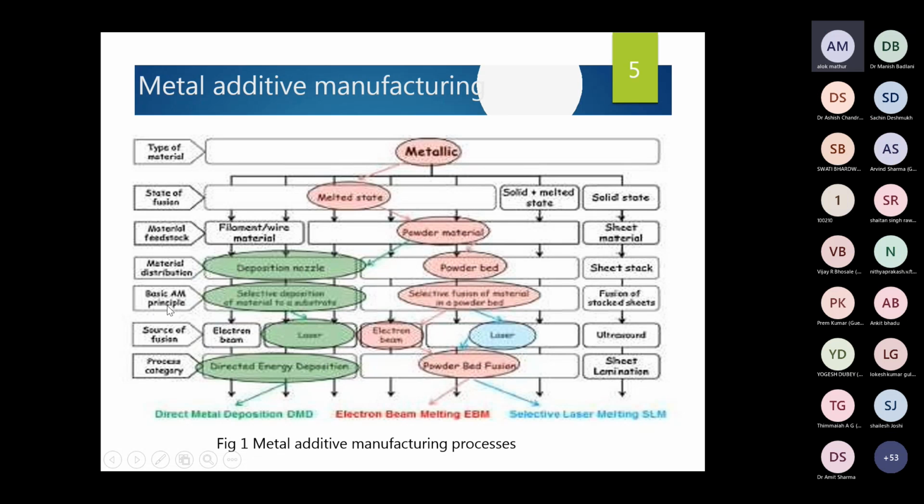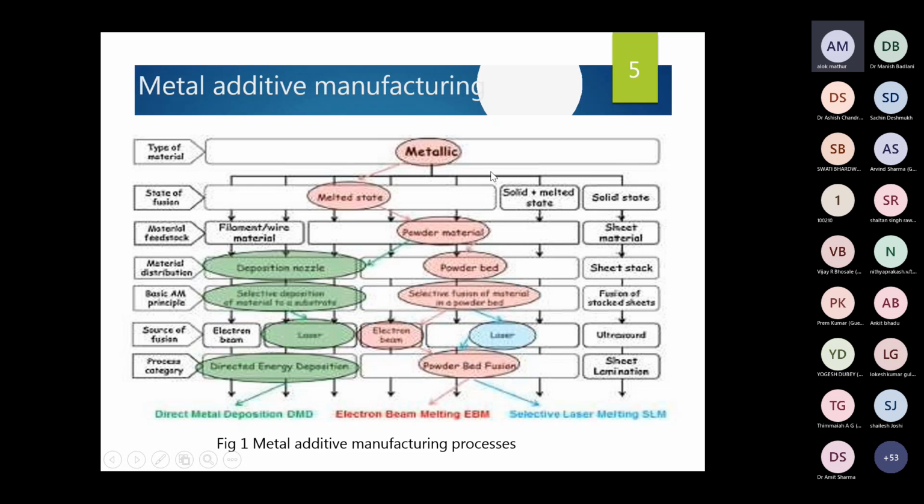Basic additive manufacturing principle here is selective deposition and selective fusion of the powder. Powder is there, so we want to fuse the powder atoms, and fusion of stacked sheets. Now source of fusion: electron beam can be used here, laser, or both in the case of powder, and in this sheet, no need of laser. Process category, this is direct energy deposition, DED, or powder bed fusion.